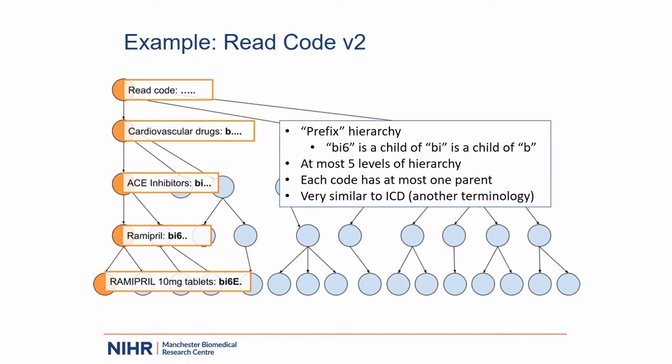So this coding system is what's called a prefix hierarchy. So you can see that BI6 being ramipril is a child of BI, and that's a child of B. So if you look at the prefix of your code, you can usually tell what it is.